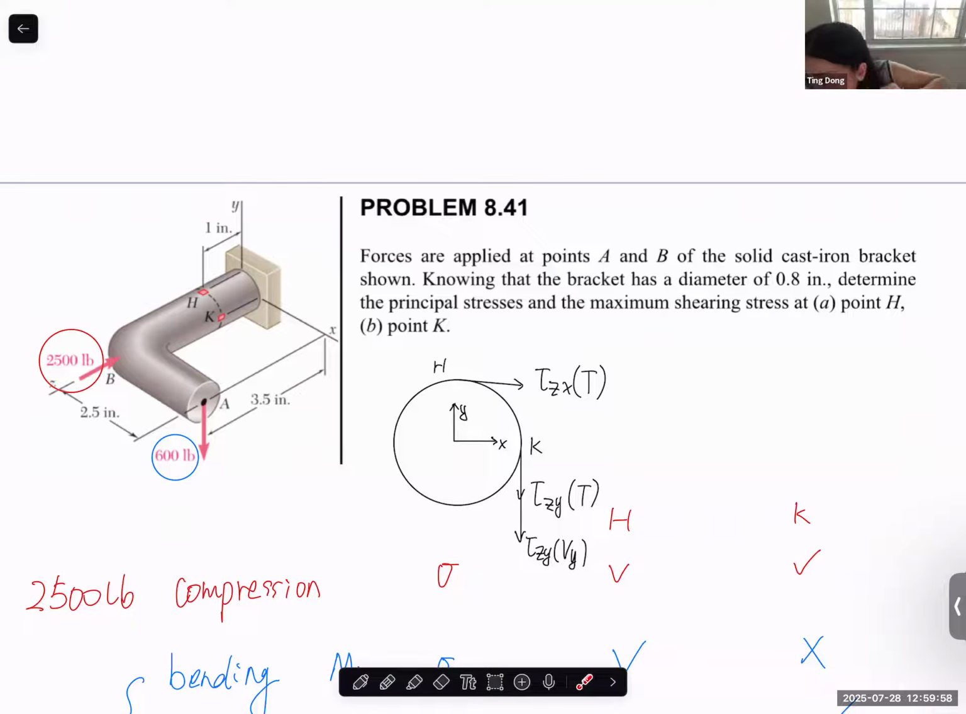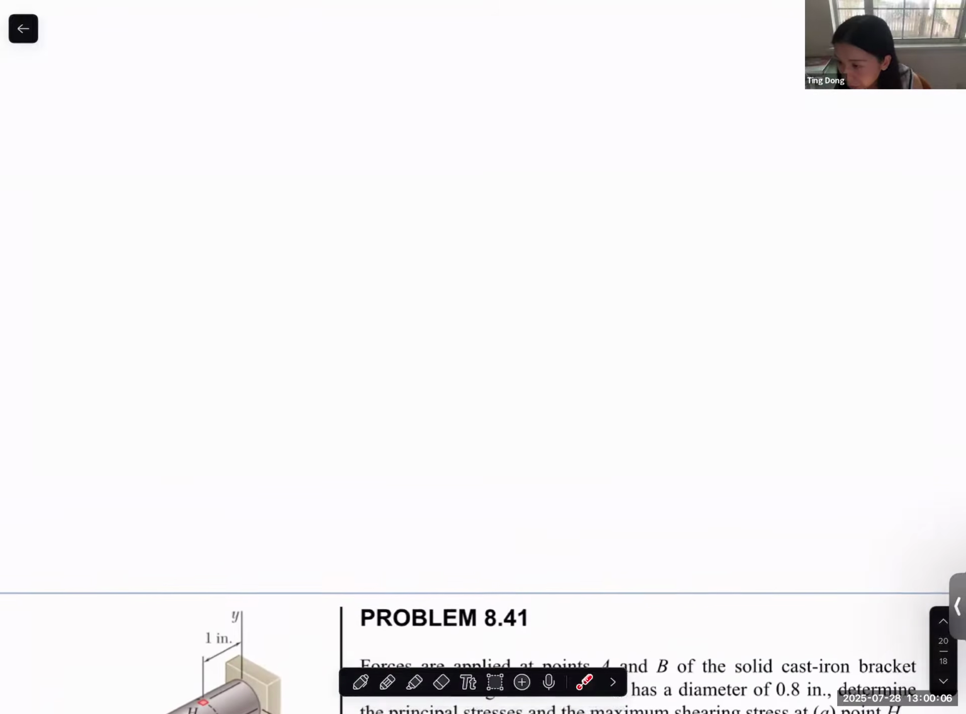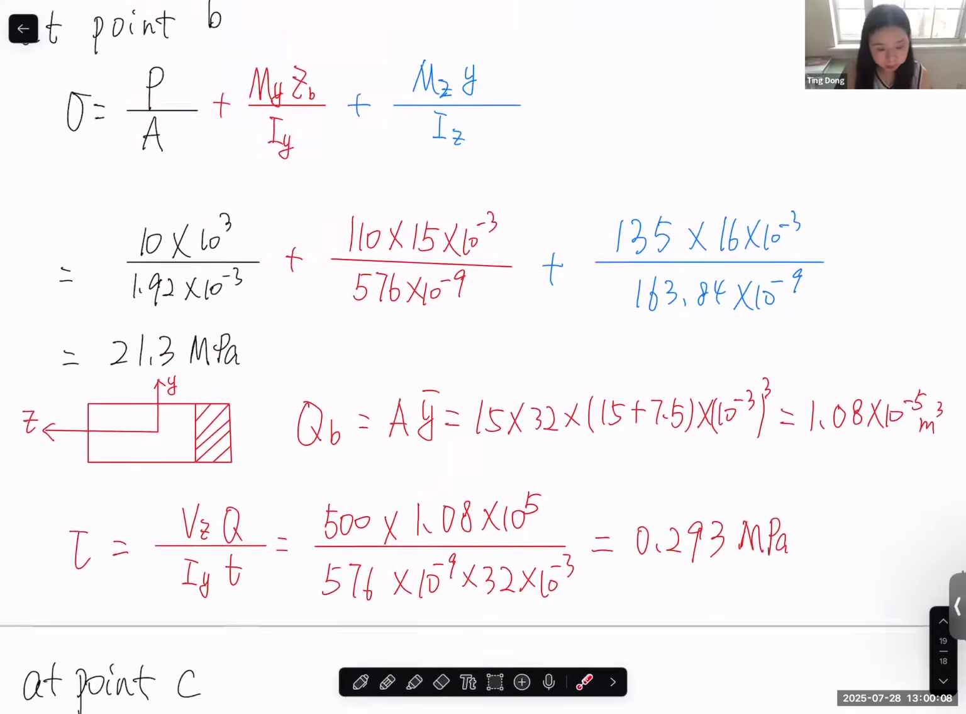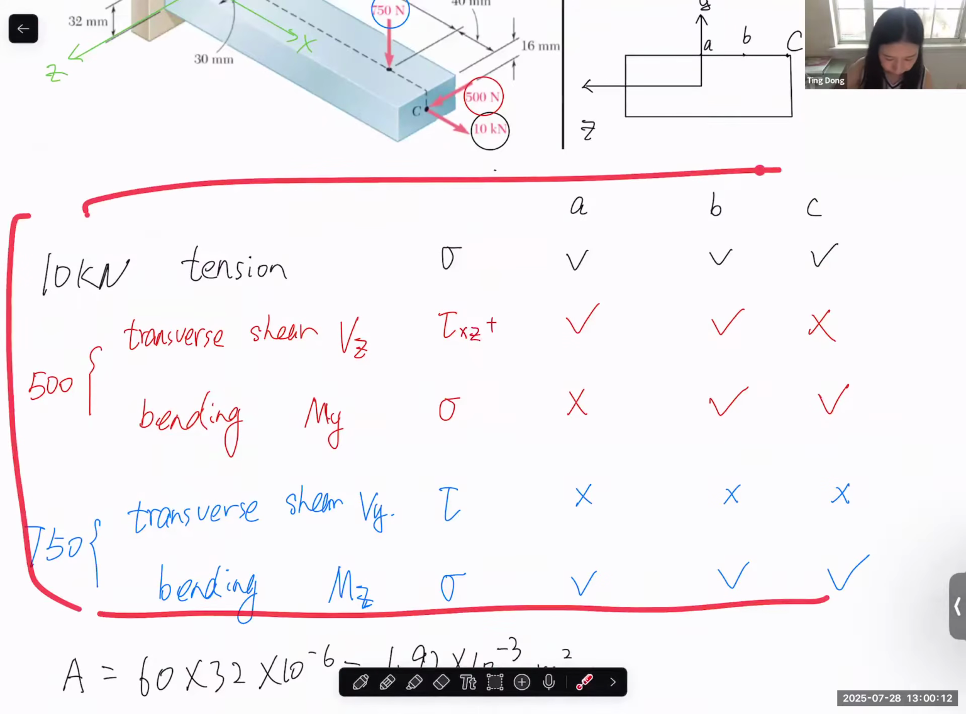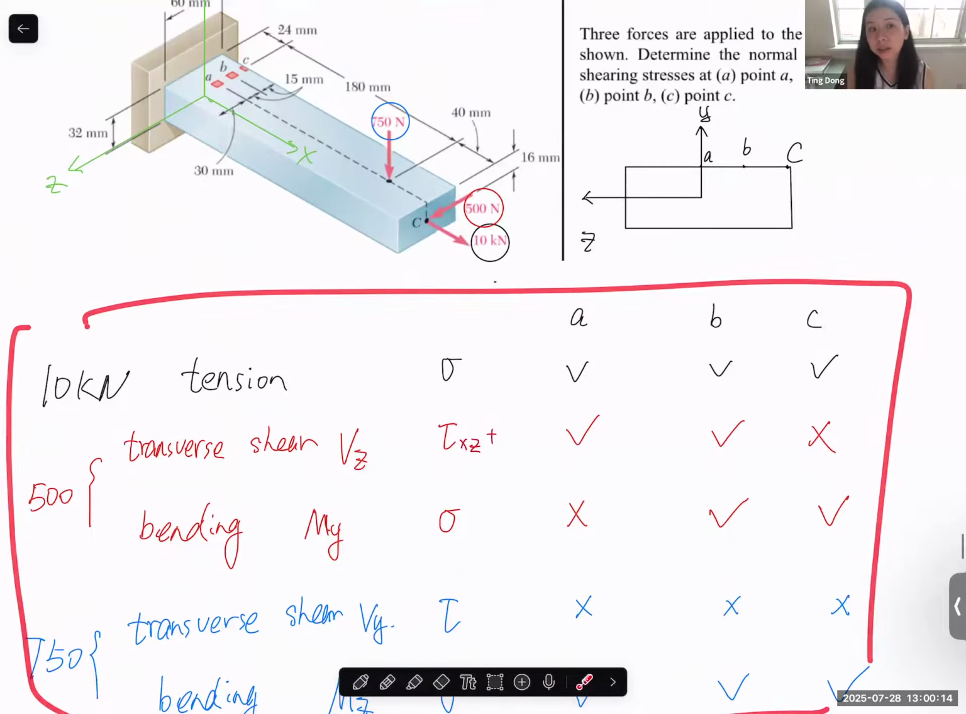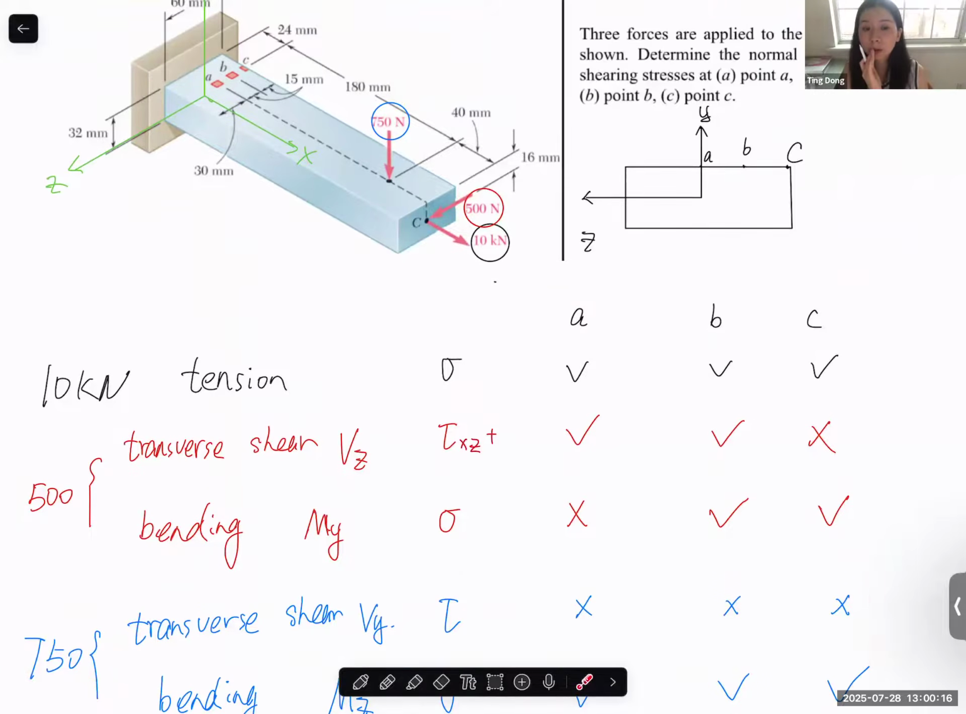Figuring out what cross section and orientation to use took me a long time. How to do this quickly? Well, the key thing here is back to this part. I guess when you talk about cross section, you are talking about either bending or transverse shear, right? Because for tension and compression, this is always a constant.